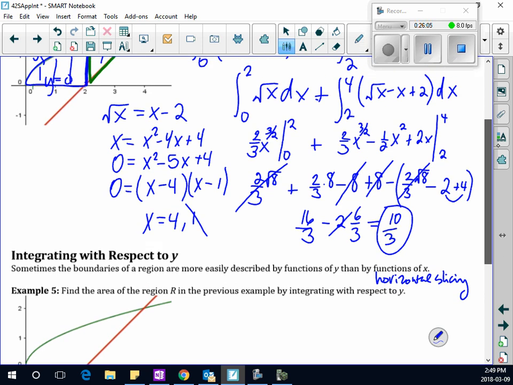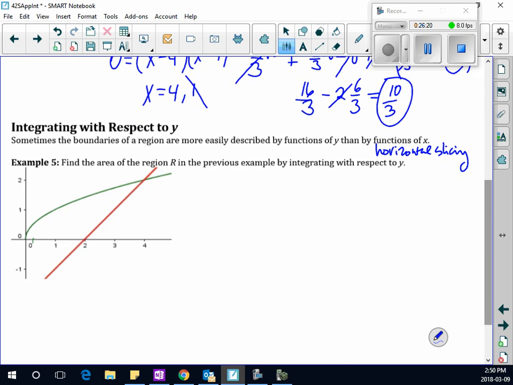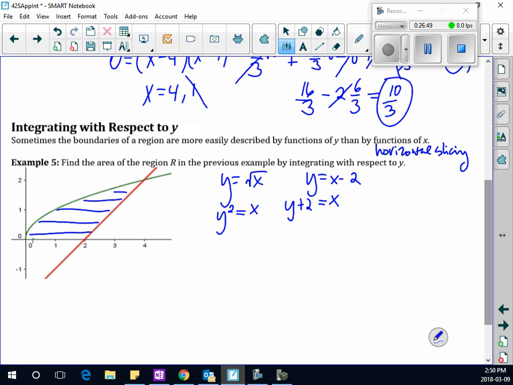Ooh. So instead of having y equals, we're now going to have x equals. So if y equals the square root of x, x would equal y squared. Does everybody see that? Okay. And then if y equals x minus 2, x would equal y plus 2. Okay? And so remember, we're doing horizontal slicing. We're going to do the same question, just showing that you can do it a different way, because sometimes you'll actually have to do it this way.